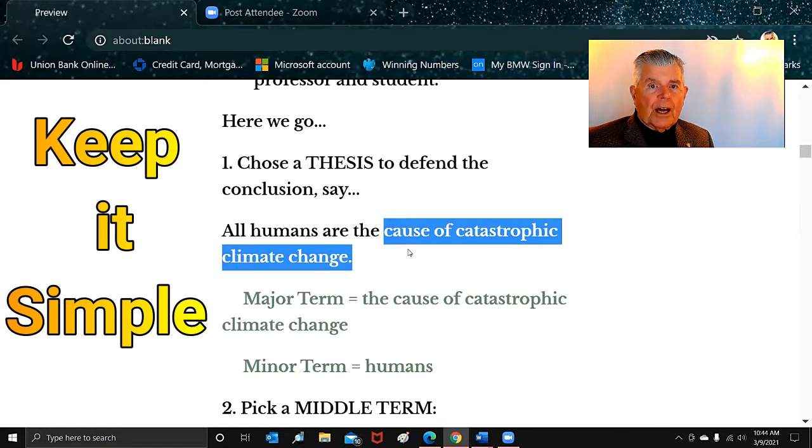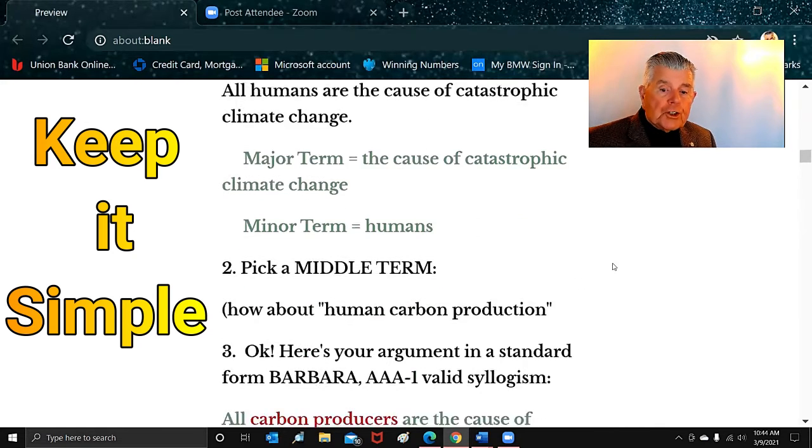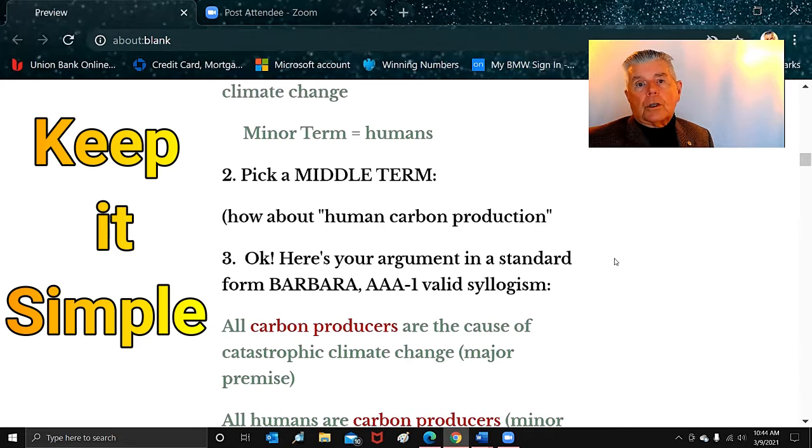Okay? Put it into practice. So let's just choose one of the more popular middle terms that are used in this particular debate. I've debated this many times myself. Let's just choose human carbon production. Now remember, when you're doing these terms, every term you put into the argument, you're going to have to defend. So keep your terminology parsimonious.